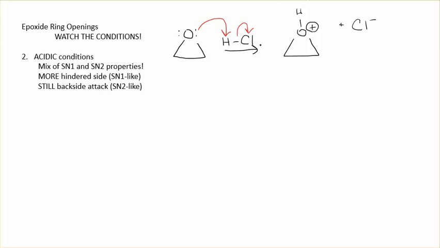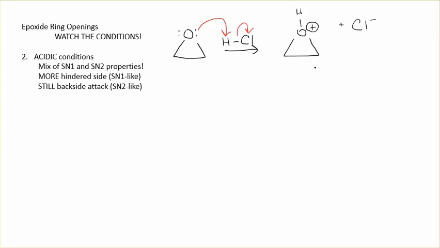All right, so let's analyze this protonated epoxide. That oxygen does not want to be positively charged. The reason that oxygen doesn't want to be positively charged is because it's an electronegative atom. So what atom in this protonated epoxide would rather be positively charged? One of the carbon atoms. Carbon is less electronegative than oxygen, and so it can handle the positive charge a little bit better.